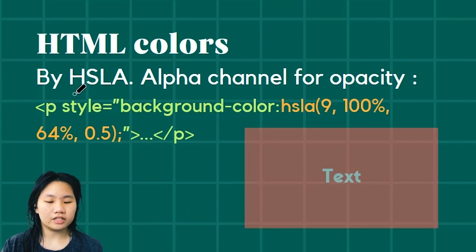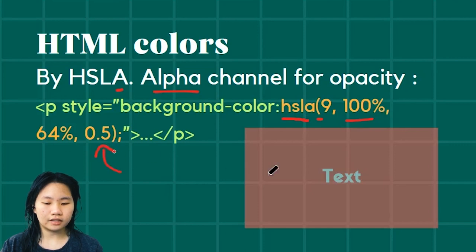Next up, we have HSLA. Once again, A is for alpha, and you can do it exactly the same way as RGBA. You write HSLA here with parentheses, the values, and the opacity here.